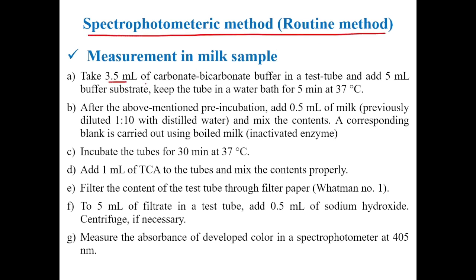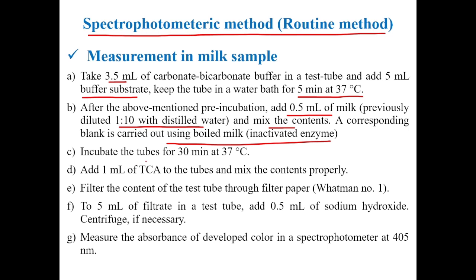You take 3.5 ml of carbonate bicarbonate buffer in a test tube and add 5 ml of buffer substrate, which is nothing but paranitrophenyl, that is disodium phenyl phosphate, and keep the tube in a water bath at 37 degrees Celsius. After this pre-incubation, you add 0.5 ml of milk previously diluted 1:10 with distilled water and mix the contents. The corresponding blank is carried out using boiled milk with inactivated enzyme.